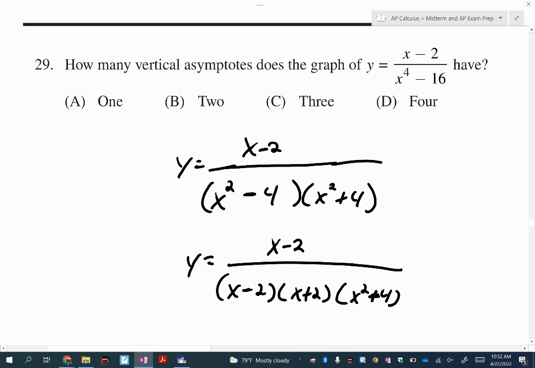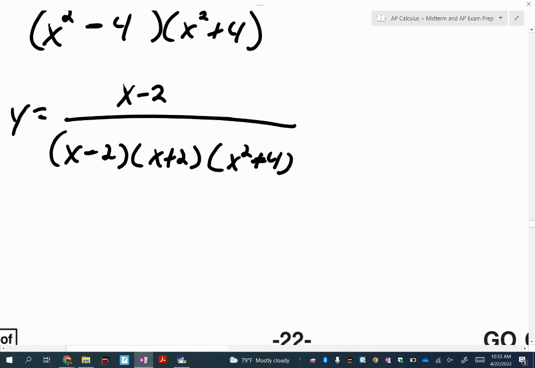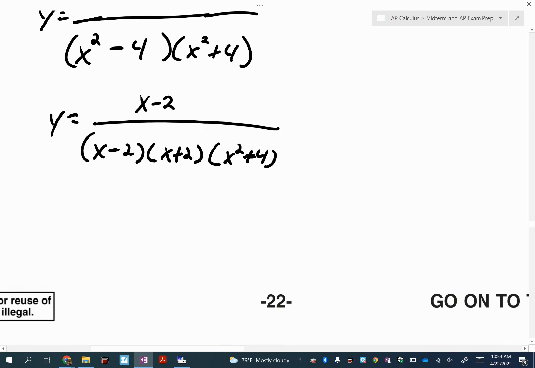All right, so this is gone. That's gone. So I'm only focused on these two. Can I make them both 0? I can make that one 0. What makes that 0? -2. What about this one, though? Can I make x squared plus 4 equal 0? No, because whenever I square something, it becomes positive. Adding 4, not going to make that negative. So how many vertical asymptotes do we actually have?